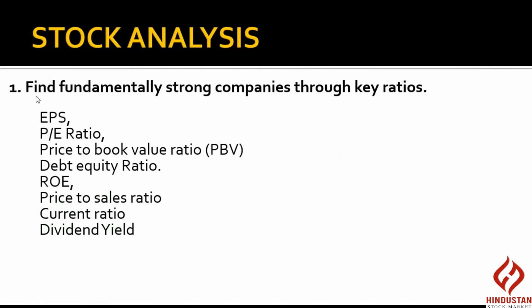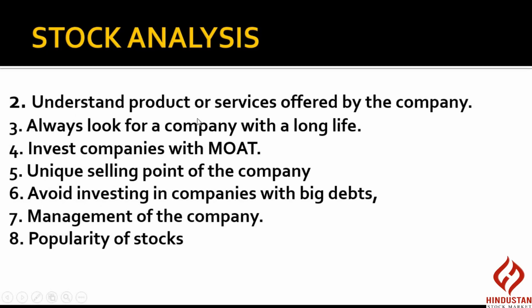So first one, you need to find fundamentally strong companies through some key ratios. Here we are going to discuss some important key ratios like earnings per share, price earning ratio, price to book value ratio, debt equity ratio, return on equity, price to sales ratio, current ratio, dividend yield. And second parameter, understand the product or service offered by the company.